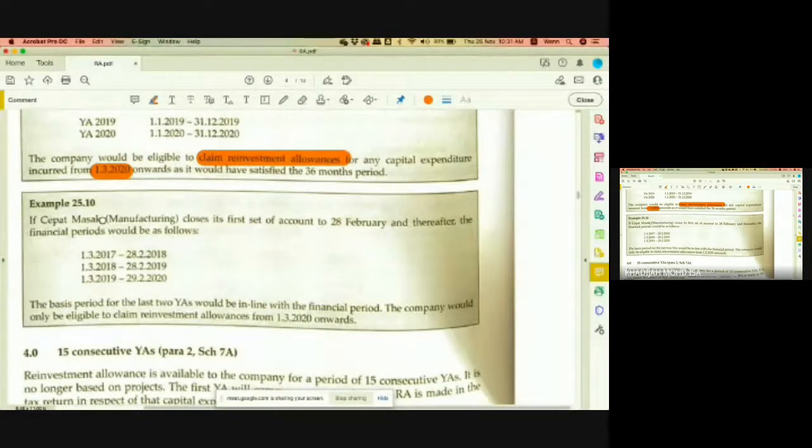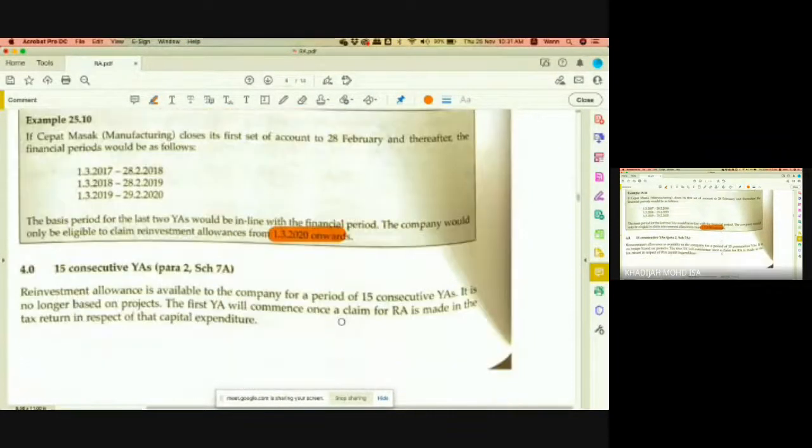In this case, quickly, the account closes on 28th of February. So 1st March 2017 to 28th February 2018 is 1 whole year financial period. 1 year, 2 years, 3 years. So from 1st March 2020 onwards, they can go for reinvestment allowance. You are eligible to claim reinvestment allowance.